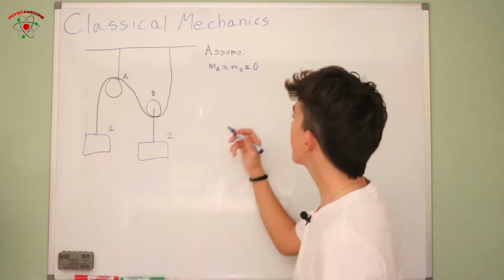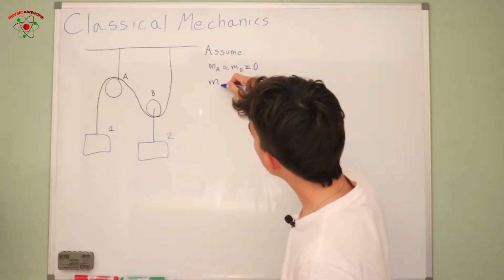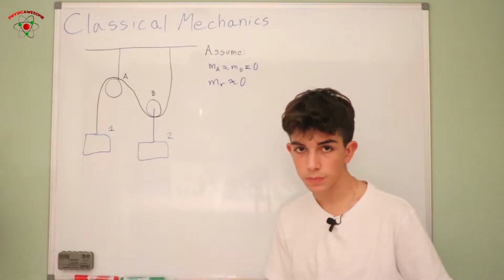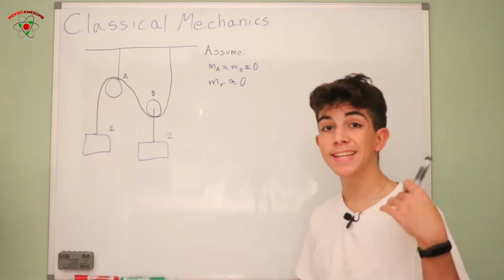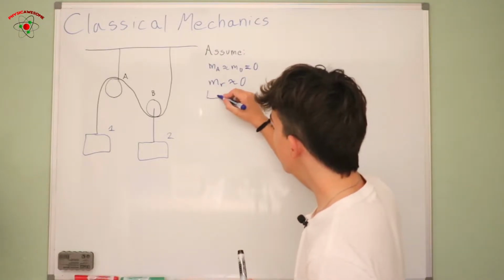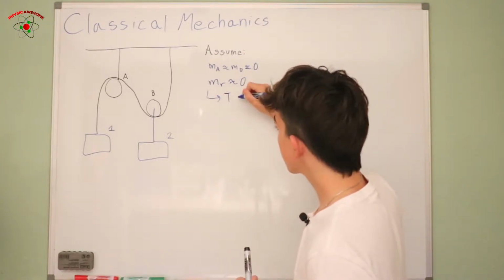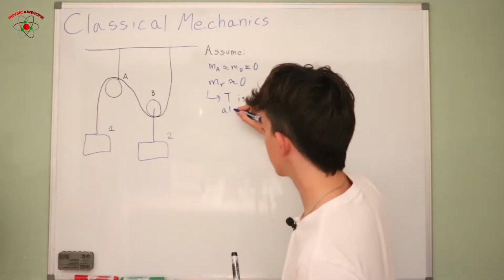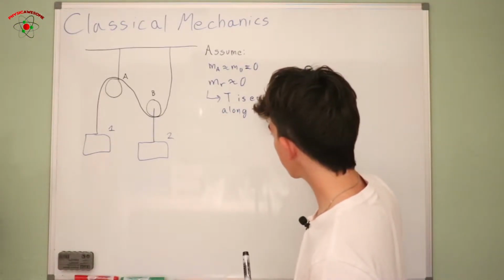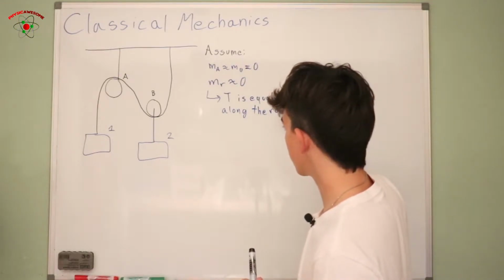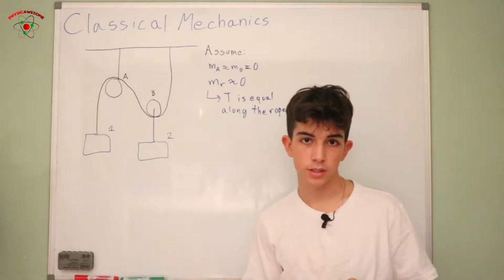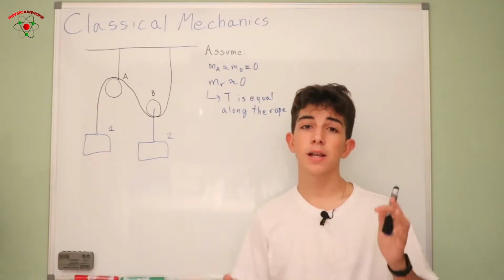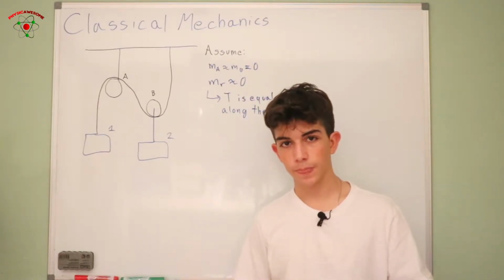Furthermore, we will make the mass of our ropes more or less equal to 0. That way we will have an ideal rope, which will mean that the tension T is equal along the rope. This will be very useful in our analysis. Later on, we will treat massive ropes, but that will be trickier.